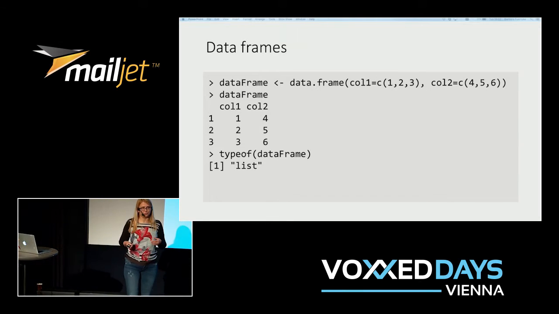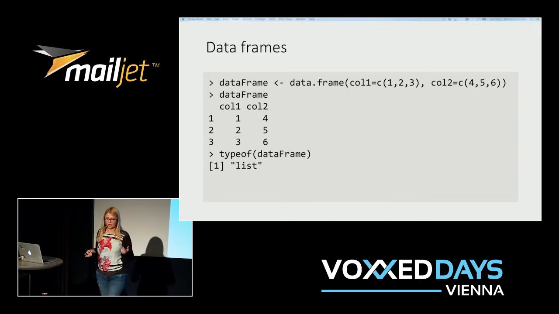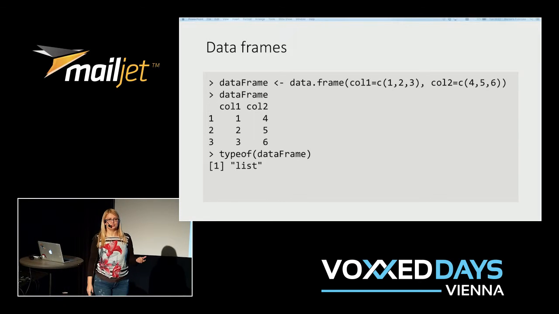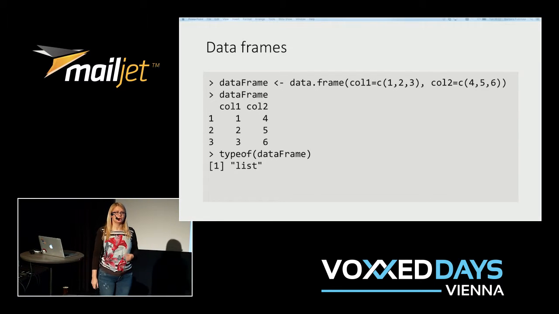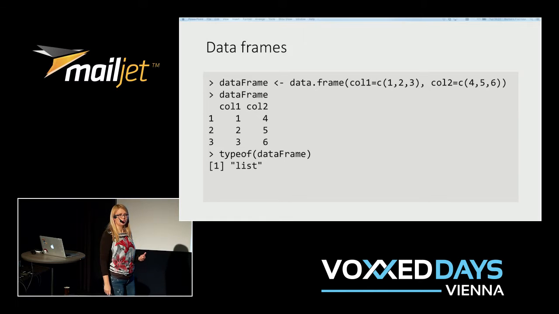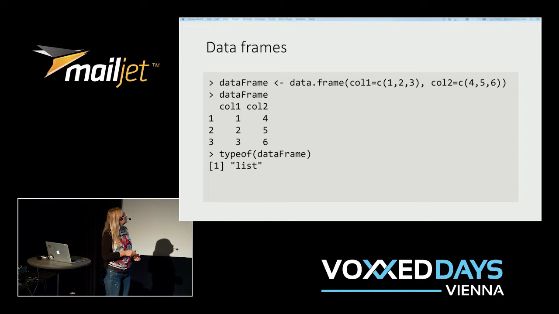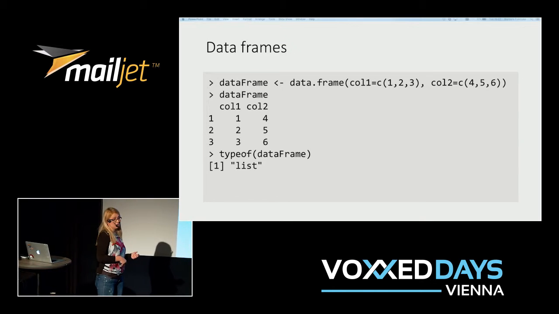Data frames are our most used data structures. And if you don't know what a data frame is, you should think of it like a table in a relational database. So we have columns, we have rows. Every column has its type. So all the elements in a column need to be the same type, although types of the columns can differ. If you look at the type of the data frame, it's a list.